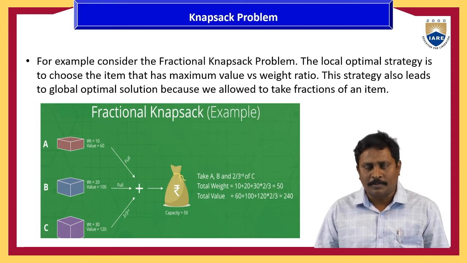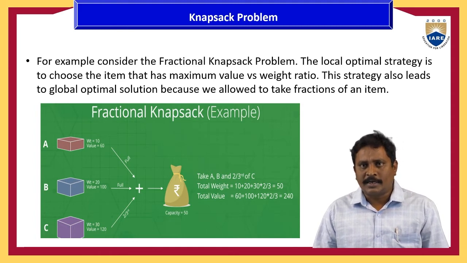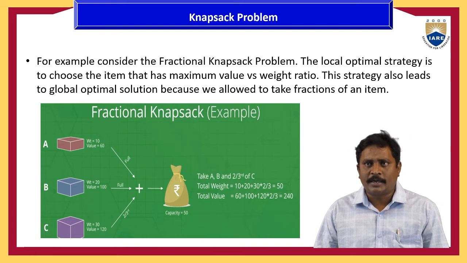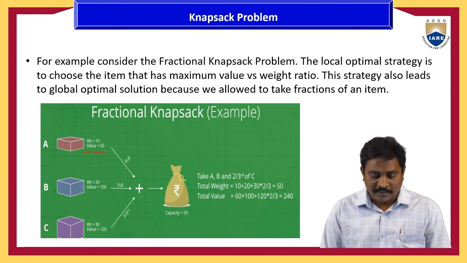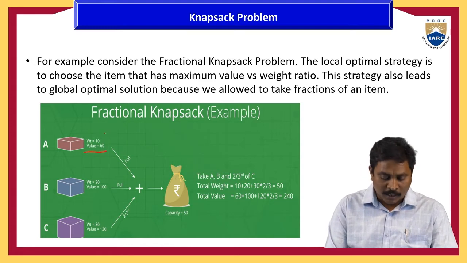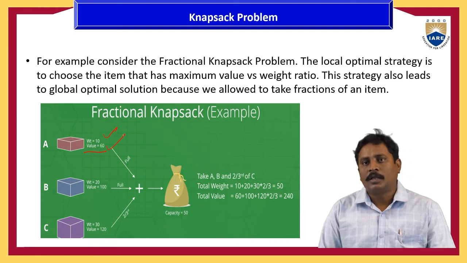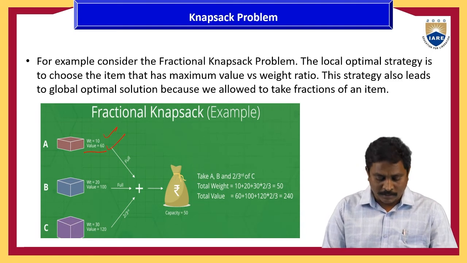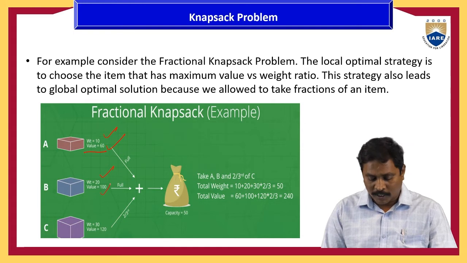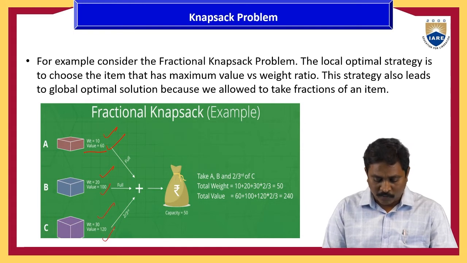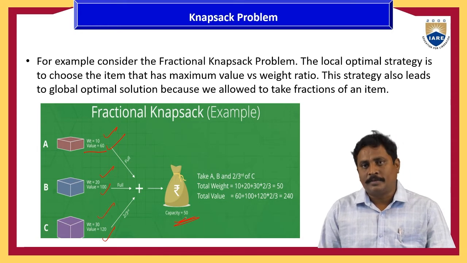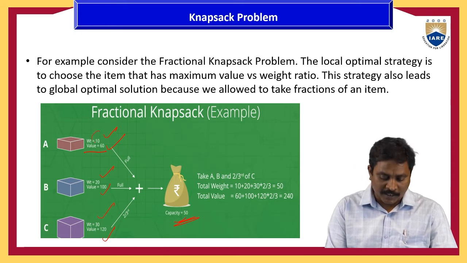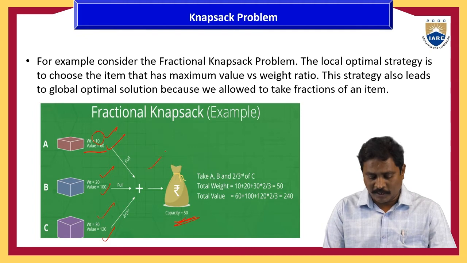Fractional knapsack problem. Fractional knapsack problem means that in the bag, suppose we have three elements. For example, the first element A has weight 10 and value, that means profit, 60. Weight 20, value 100. Weight 30, value 120. Here the capacity is 50. Weight is 10, so we directly insert this one fully.